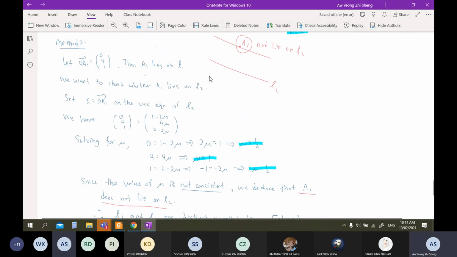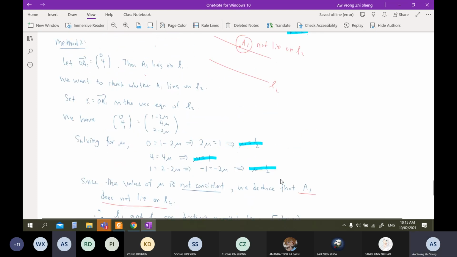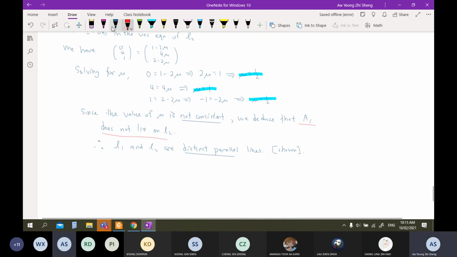Where we just sub the point into the line that we want to check, and then solve for mu 3 times, and check whether the value of mu that you get is consistent or not. So if you can show that A1 doesn't lie on L2, that means the two lines must be separate parallel lines. Since they are not coincident, they must be separate parallel lines. Okay, so done.